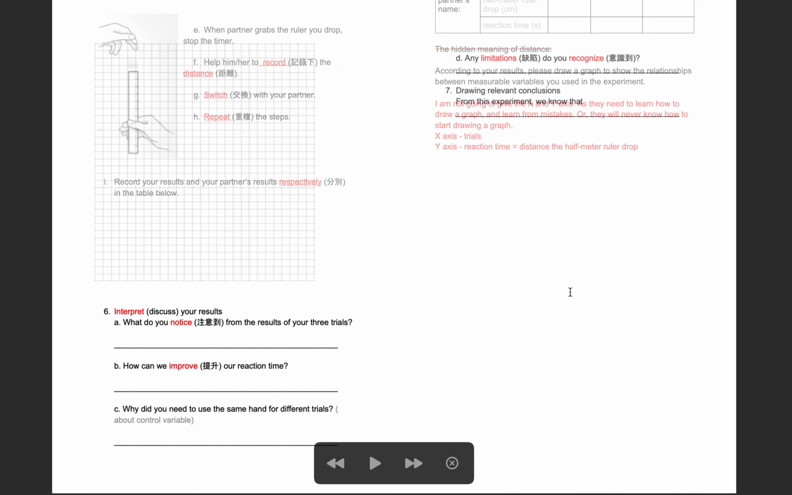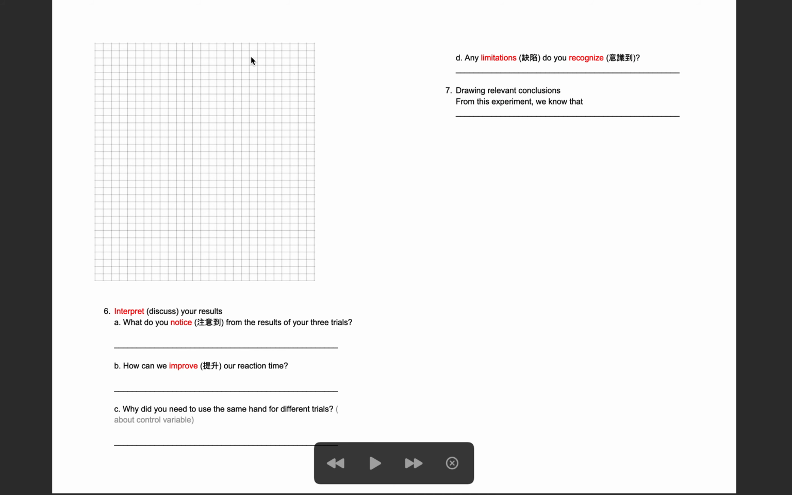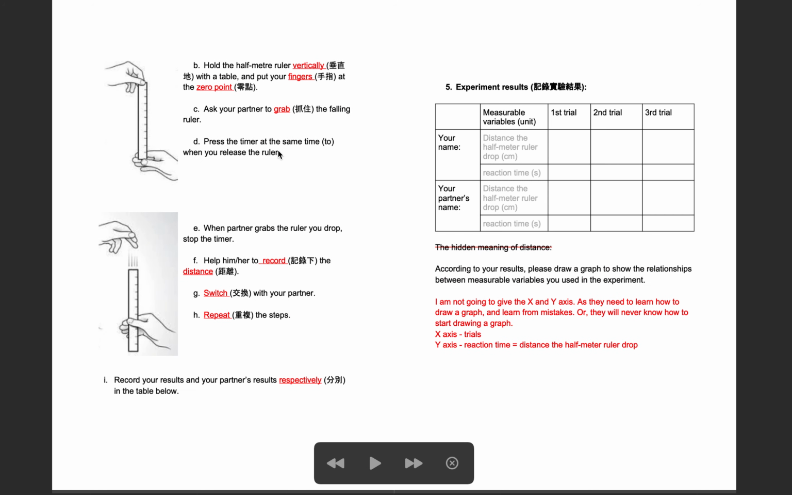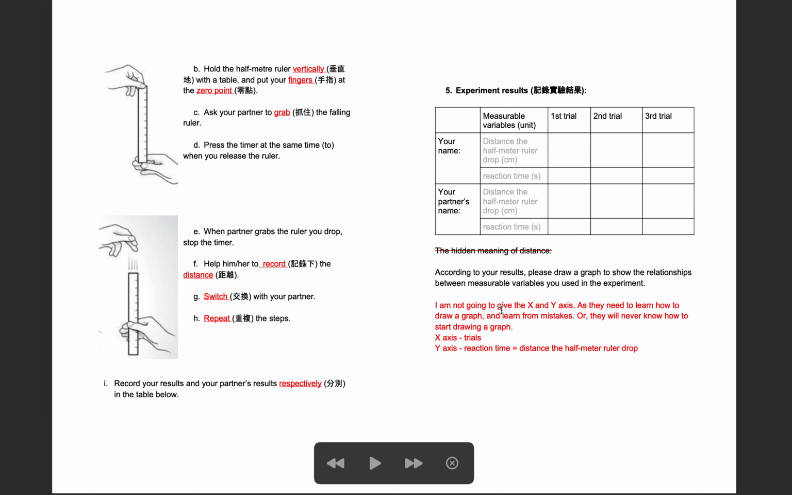And then for the graph, I just give them a grid paper just like this, with no information, because I want them to learn how to draw a graph, not be given the x and y axis. So maybe they don't know how to draw it, but they can discuss with classmates or just draw a graph. After teachers correct it, they will learn from mistakes, or they will never know how to start drawing a graph.